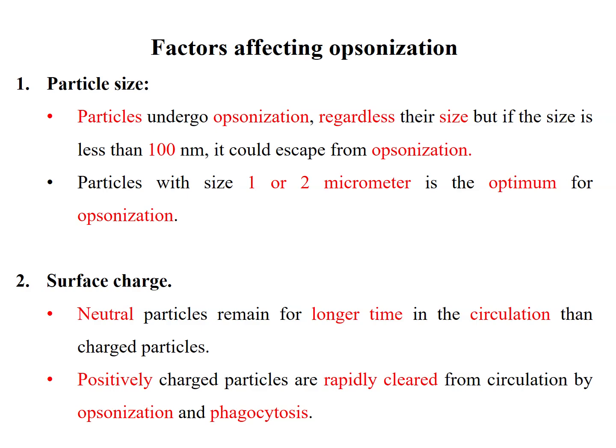Opsonization is influenced by particle size and surface charge. Particles smaller than 100 nanometers may escape opsonization, while those around 1 to 2 micrometers are optimal for opsonization. Neutral particles circulate longer than charged ones, and positively charged particles are rapidly cleared by opsonization and phagocytosis.